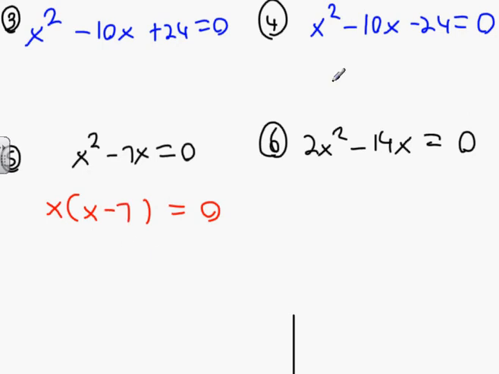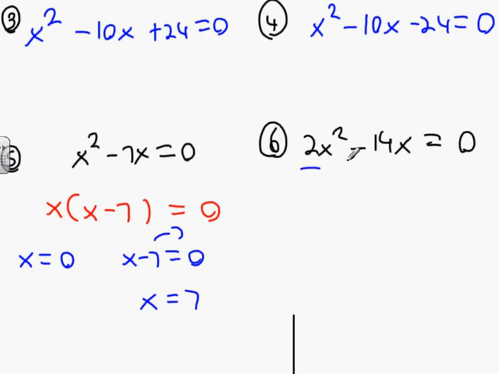Then what? How'd you finish it off? Remember, Aaron? How'd you finish this off? You do x equals 0 and x minus 7 equals 0. Good man. Bring the 7 over your side. X equals 7. Okay, Aaron, you're up on this one.